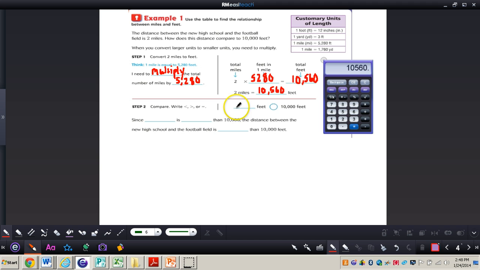And then we can write over here 10,560 feet. To do this in your book with me, 10,560 feet is actually greater than 10,000 feet. So we can complete the problem here. Since 10,560 feet is greater than 10,000, the distance between the new high school and the football field is longer than 10,000 feet.